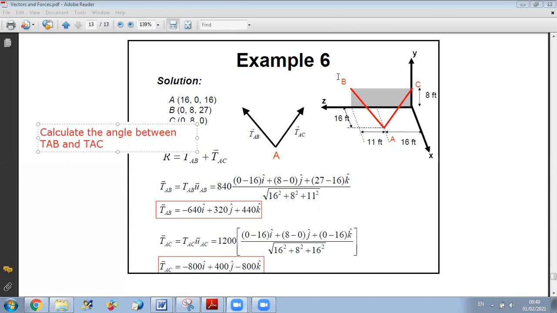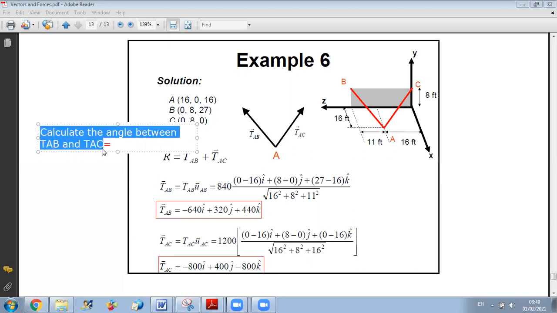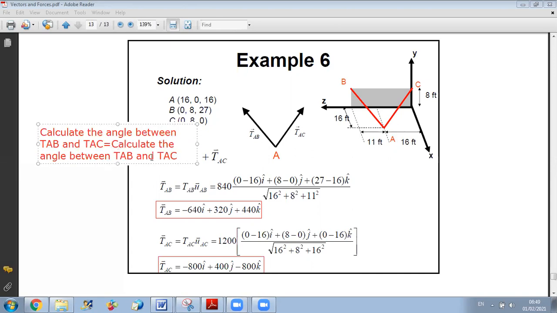Okay, look, if they ask you to find the angle between TAB and TAC, or they ask you to find the angle between AB and AC, it is the same. So it's equivalent. Of course you will get the same result. This is why we have several methods to calculate this angle.